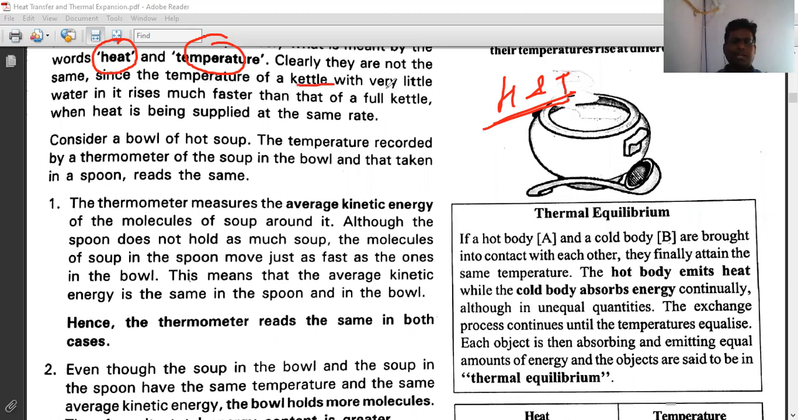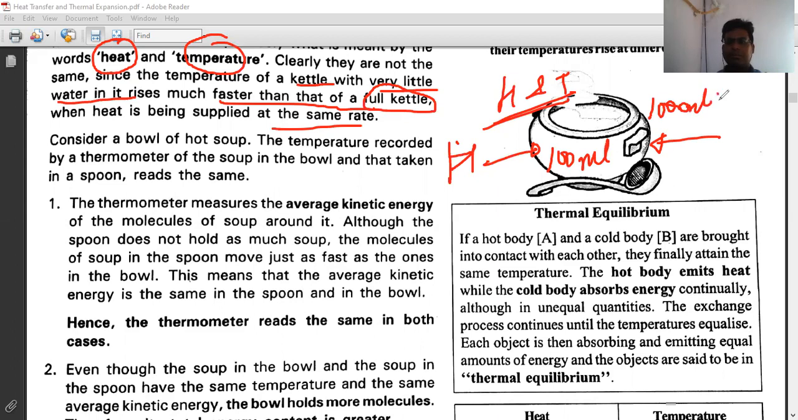The temperature of a kettle with very little water in it rises much faster than that of a full kettle, right? When heat is being supplied at the same rate, because suppose we are providing heat to this kettle, right? And one kettle is containing 100 ml and one is containing 1000 ml of water. So when we are providing the same heat to both these kettles, the kettle with less amount of water, its temperature will rise fast due to the lesser amount, right? Consider a bowl of hot soup.